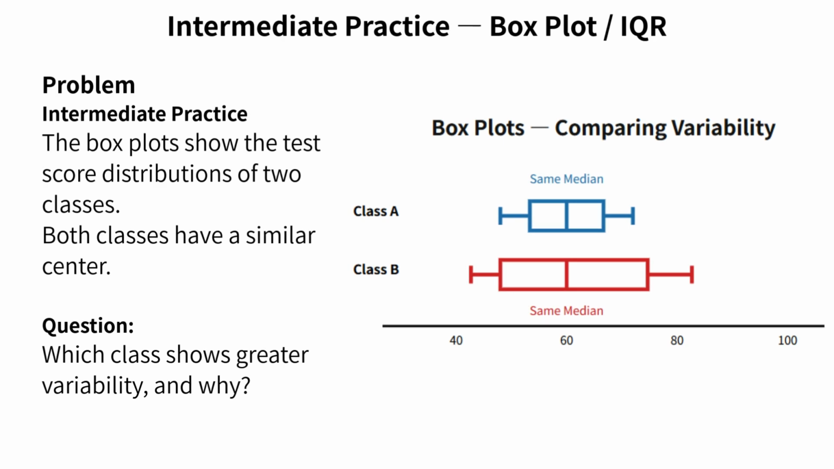The box plots show the test score distributions of two classes. Both classes have a similar center. Which class shows greater variability, and why?